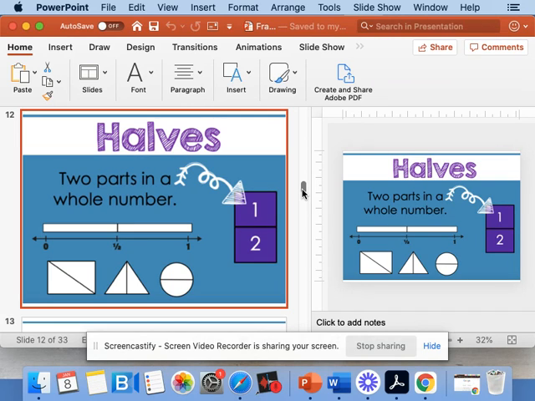Okay, so we're looking at the number line, and we're also looking at the shapes. And that makes sense to us because it's a half of all those shapes, and it's a half of the number line between 0 and 1. Okay? So let's look at a few fractions also to go with.